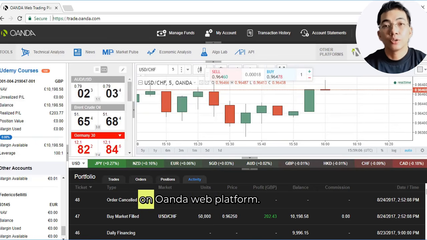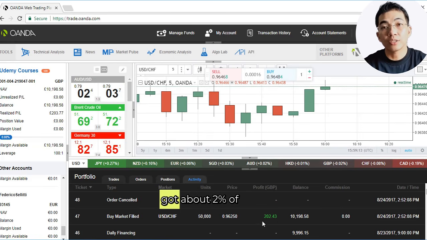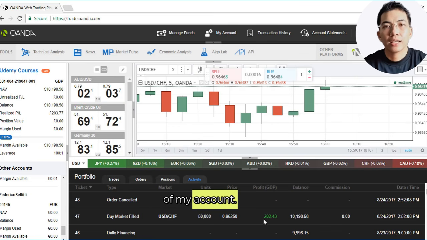Let's check the trade on the web platform. Here we have United States dollar against the Swiss franc, and I got about 2% of profit, risking only 1% of my account.